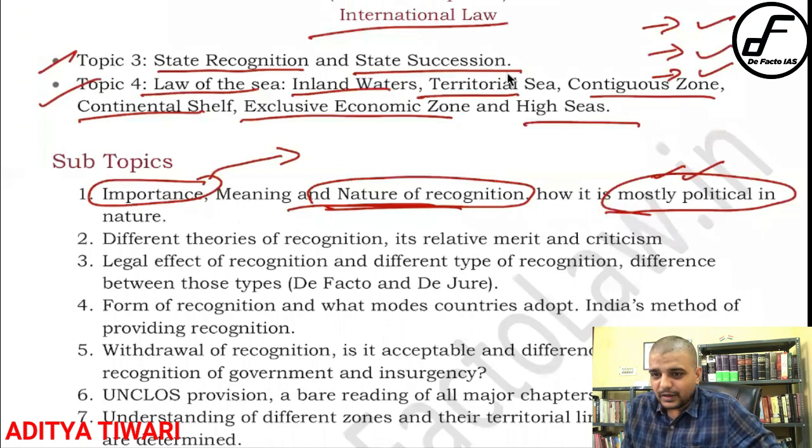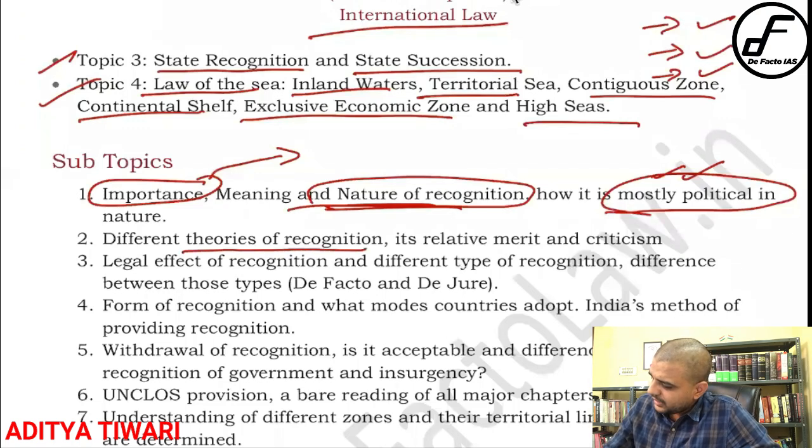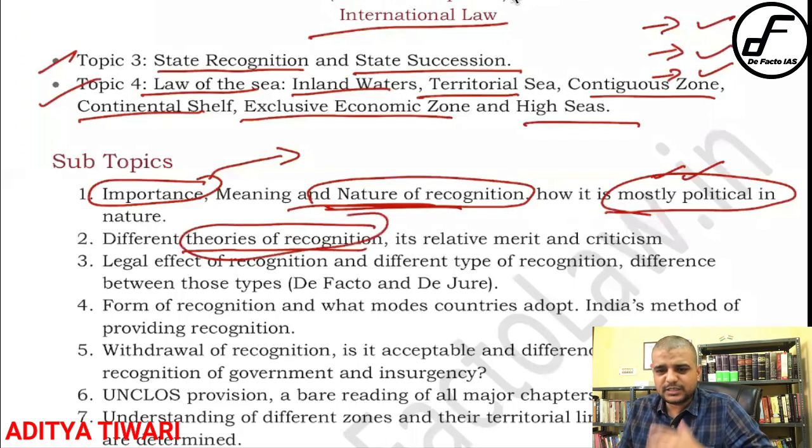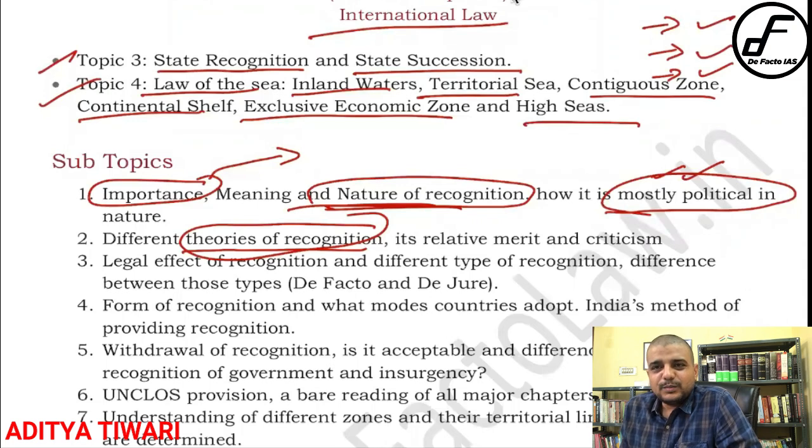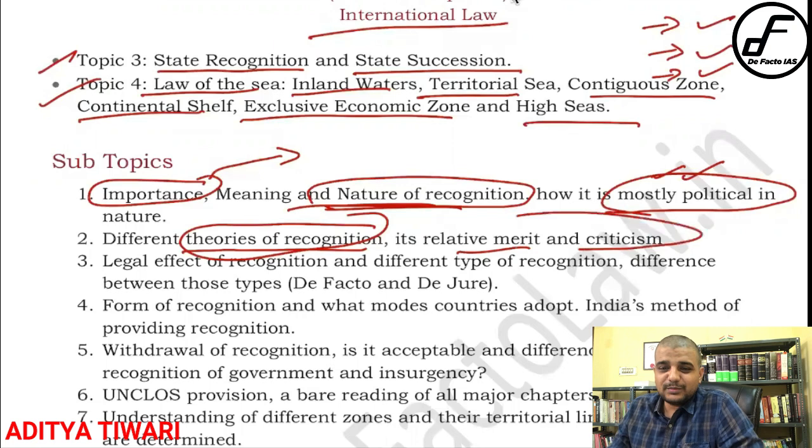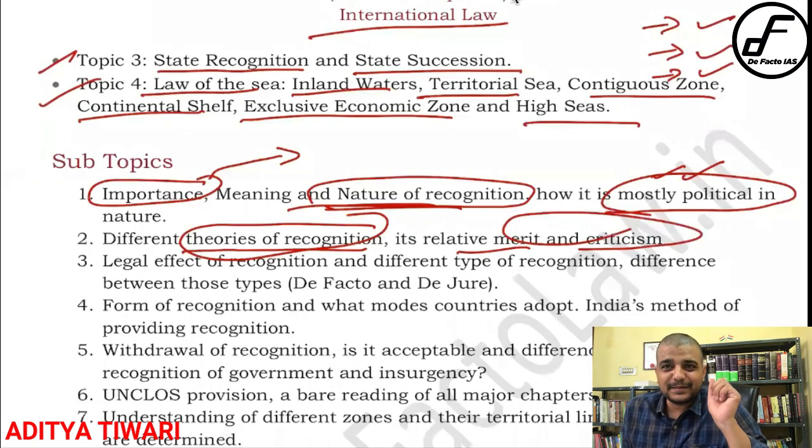Now, the second point of recognition is its different theories, right? You must have studied, or if you have not, you should study. There are different theories related to recognition. We have the declarative theory, we have the non-declarative theory, right? So multiple theories and their relative merits and criticism. That is actually the most important point: what is the merit of a particular theory, and what is its demerit.